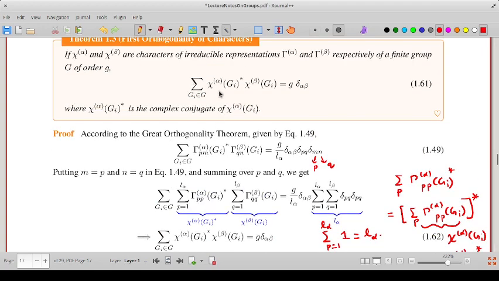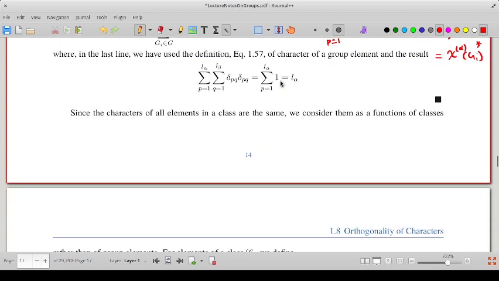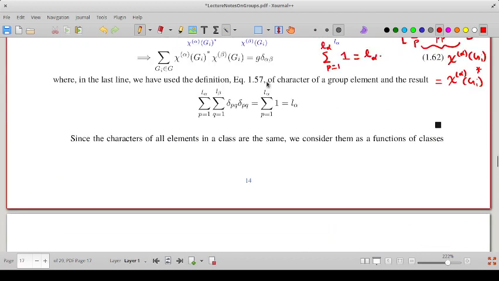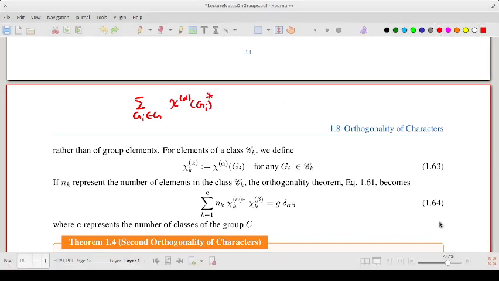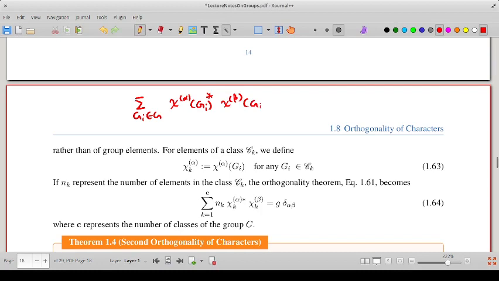That is, the sum over Gi of the complex conjugate of chi alpha Gi times chi beta Gi is equal to G times delta alpha beta. So the result can be repeated here. Sum over Gi in G, then you take chi alpha of Gi star times chi beta of Gi is equal to G times delta alpha beta.